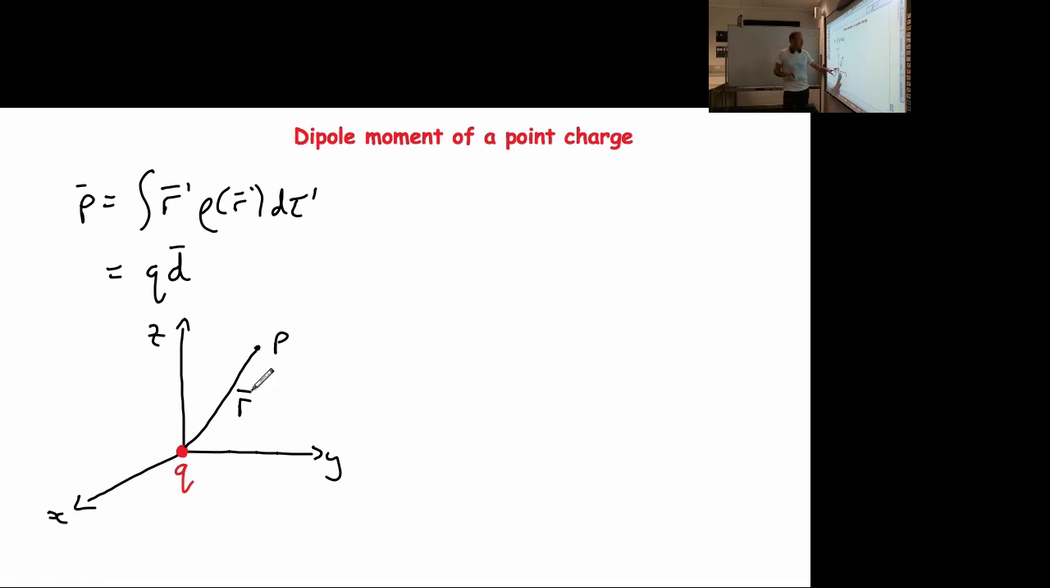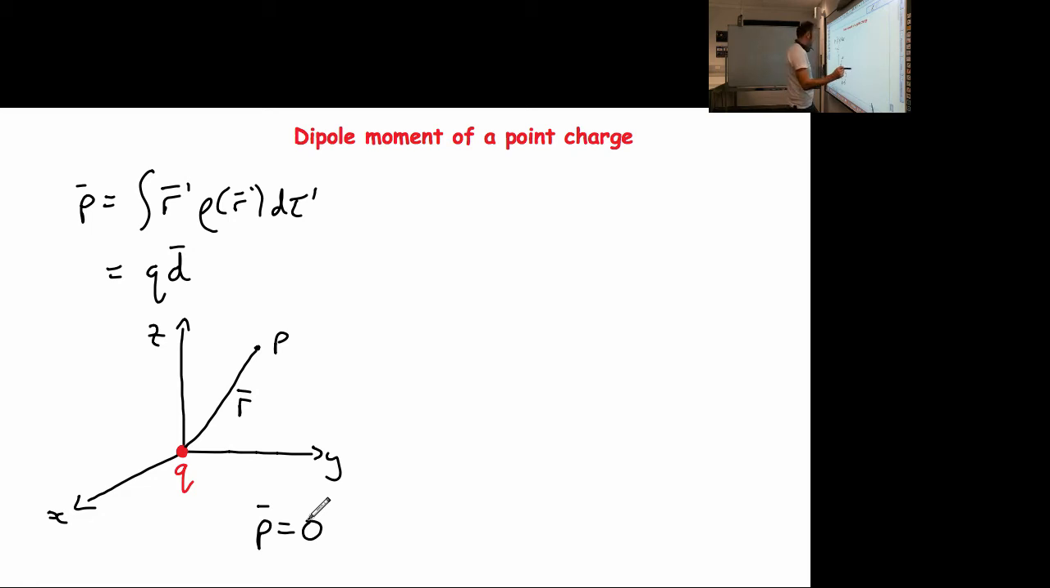And what we can see here is that if the point charge is situated at the origin, then our dipole moment, P, is going to be equal to 0. Okay, so if the point charge is located at the origin, it does not have a dipole moment.